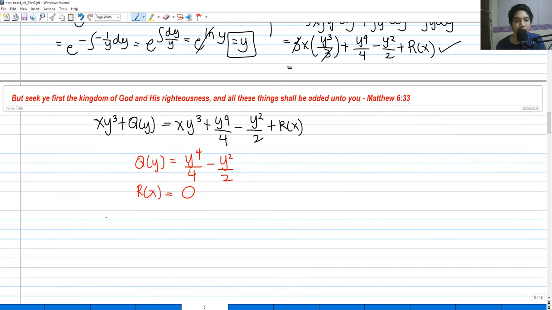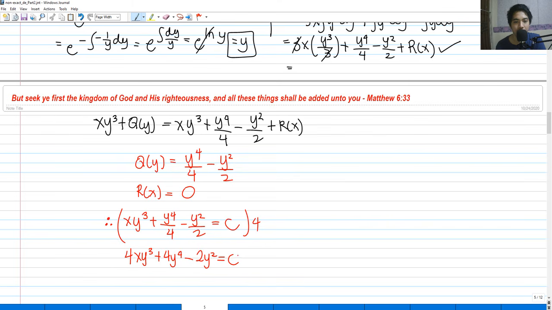So therefore, our answer, I could rewrite this because r of x is only 0. So we have xy cubed plus y raised to 4 all over 4 minus y squared all over 2, then we have equals c. I can multiply this by 4 so that we have 4xy cubed plus y raised to 4 minus 2y squared equals c. Okay, so this would be our more simplified answer.